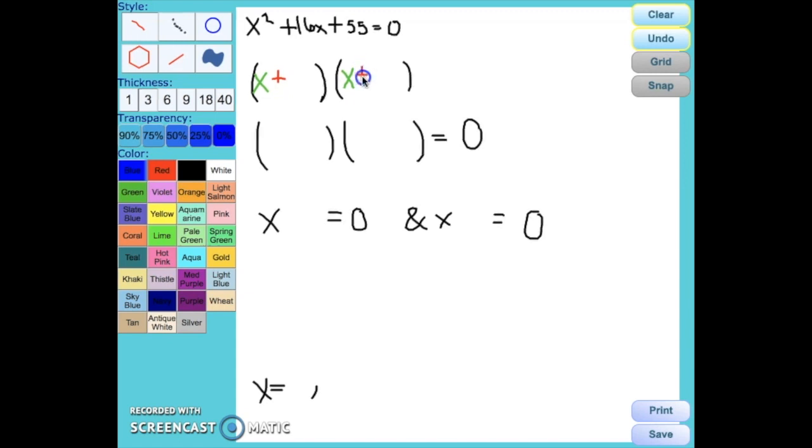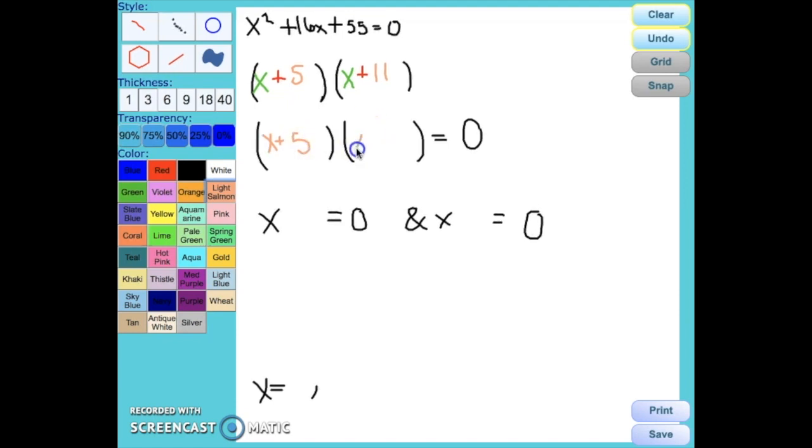What two numbers add up to 16 and multiply to 55? A lot of numbers can add up to 16, but what numbers multiply to 55? We know that 5 times 11 is 55, and 5 plus 11 equals 16. So our numbers are 5 and 11. But we can't stop there. This isn't our answer yet. So we have x plus 5 times x plus 11, and we want it to equal 0.